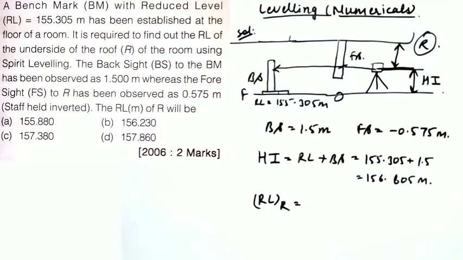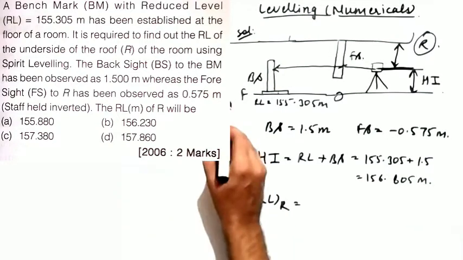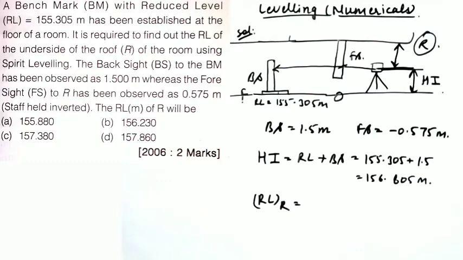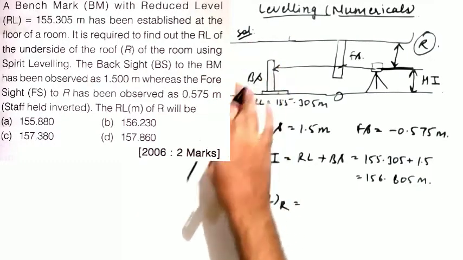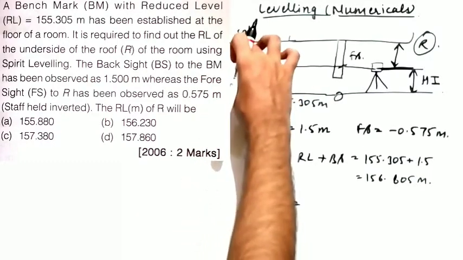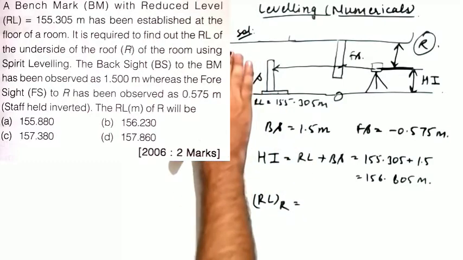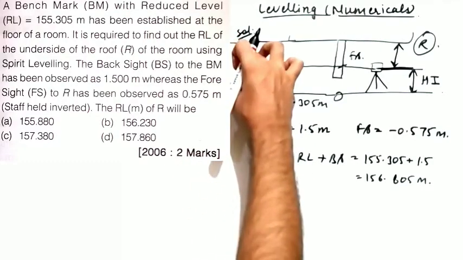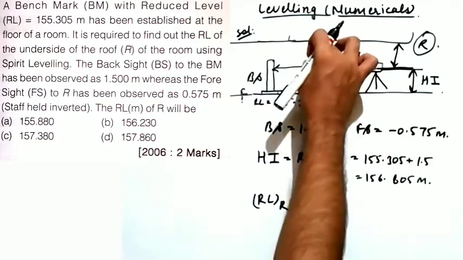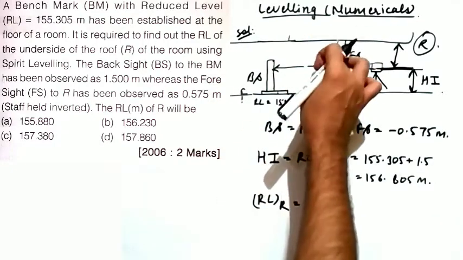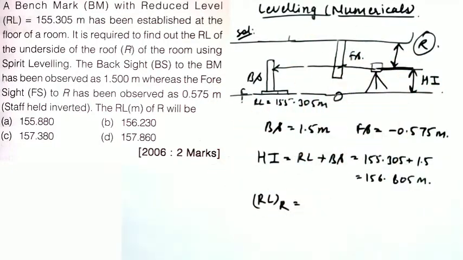In another manner, how can you understand this question? This is the RL of the floor. You have to obtain the RL of roof. So how can you obtain it? By adding this height to the RL of floor, you can obtain the RL of this roof. What is this height? This height is BS plus FS. So you can add BS and FS to this RL to obtain the RL of roof.